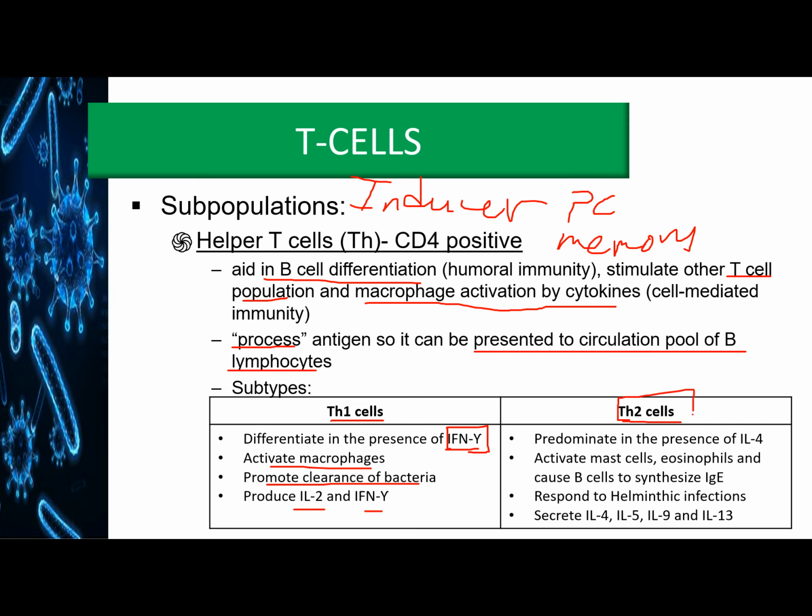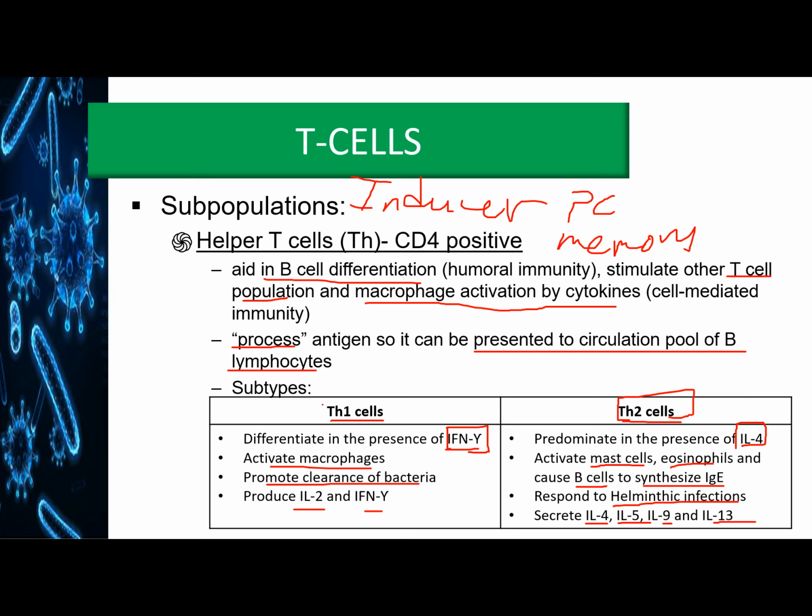While si T helper 2 naman class would predominate in the presence of interleukin-4. So kailangan ng interleukin-4 class for T helper 2 to be activated. It activates mast cells, eosinophils, and causes B cells to synthesize IgE. Responds to helminthic infection. Secretes interleukin-4, 5, 9, and 13. So kapag tinanong kayo what causes the creation of T helper 1, interferon gamma. What causes the creation of T helper 2, interleukin-4.